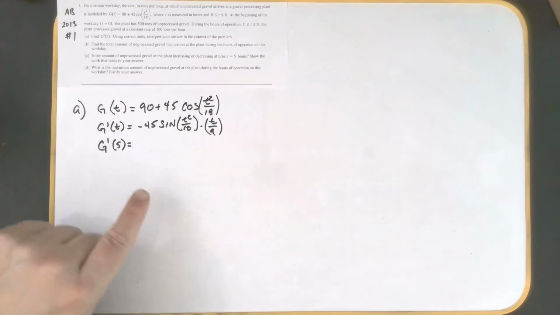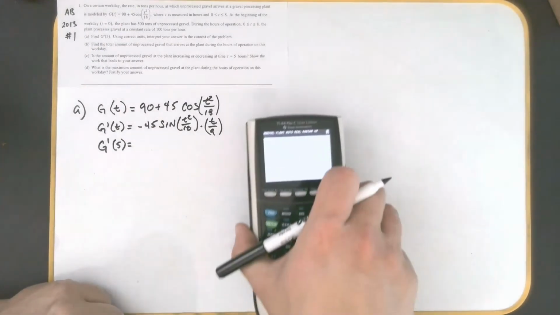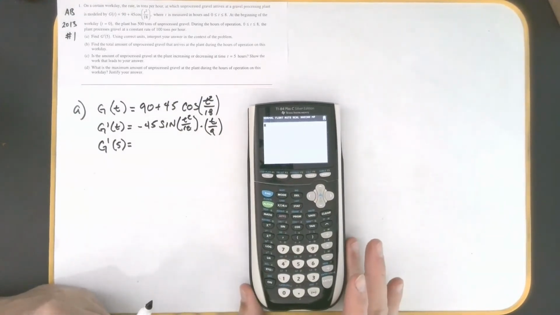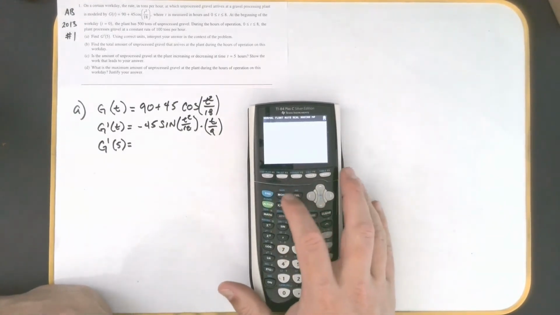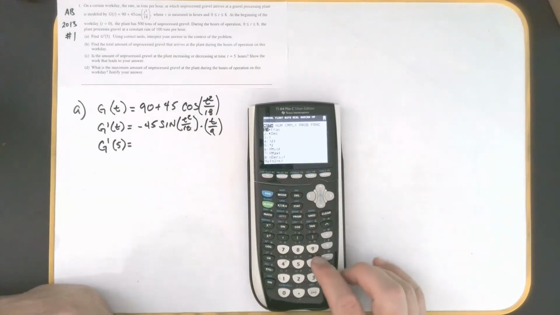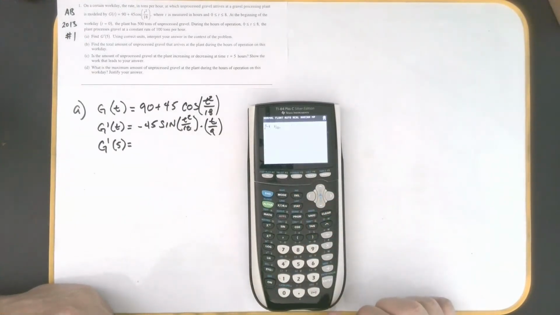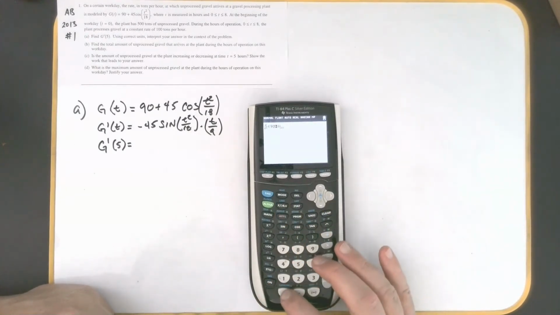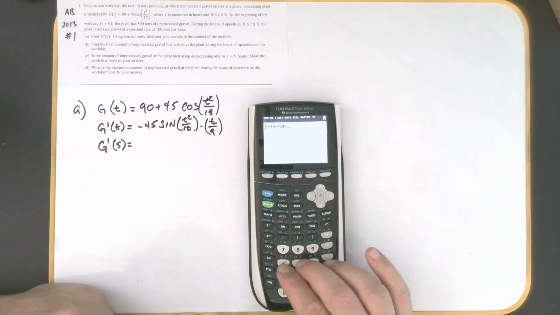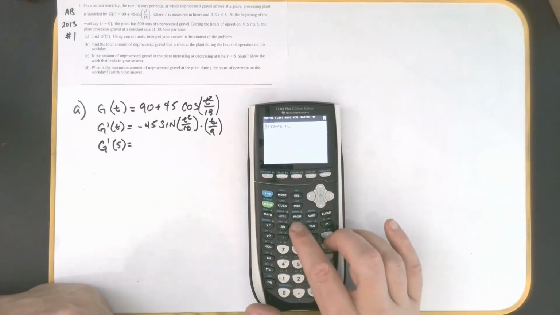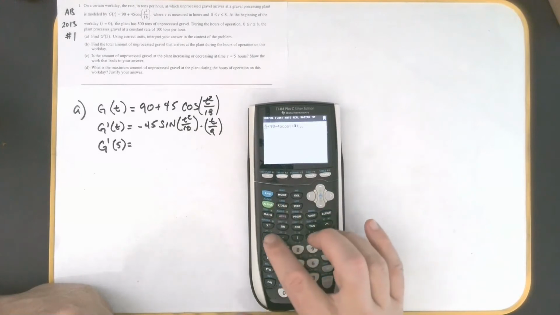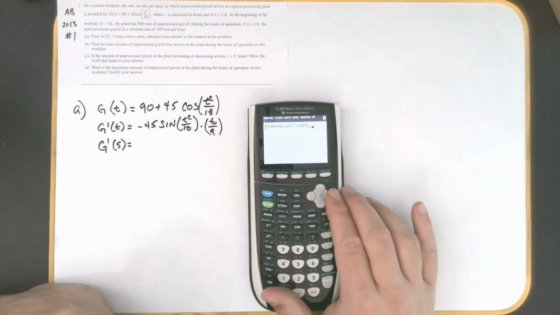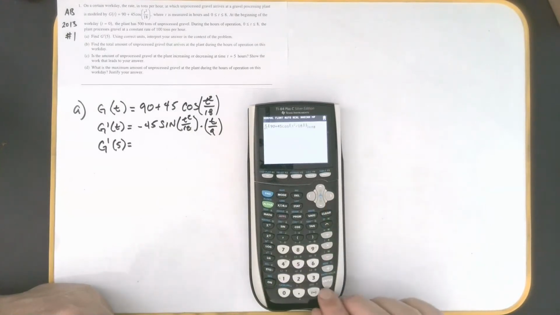We have G prime of 5, we could evaluate it into the function here, but I'm actually going to throw this into the calculator and evaluate it at 5. That's what would really be intended in this question. So if I go under my math menu and I go down to number 8, there's the notation there for the derivative. So d/dx, and I'm going to put in the original G function, which is 90 plus 45 cosine of t squared divided by 18. And that's actually the function. They want us to evaluate that at 5.